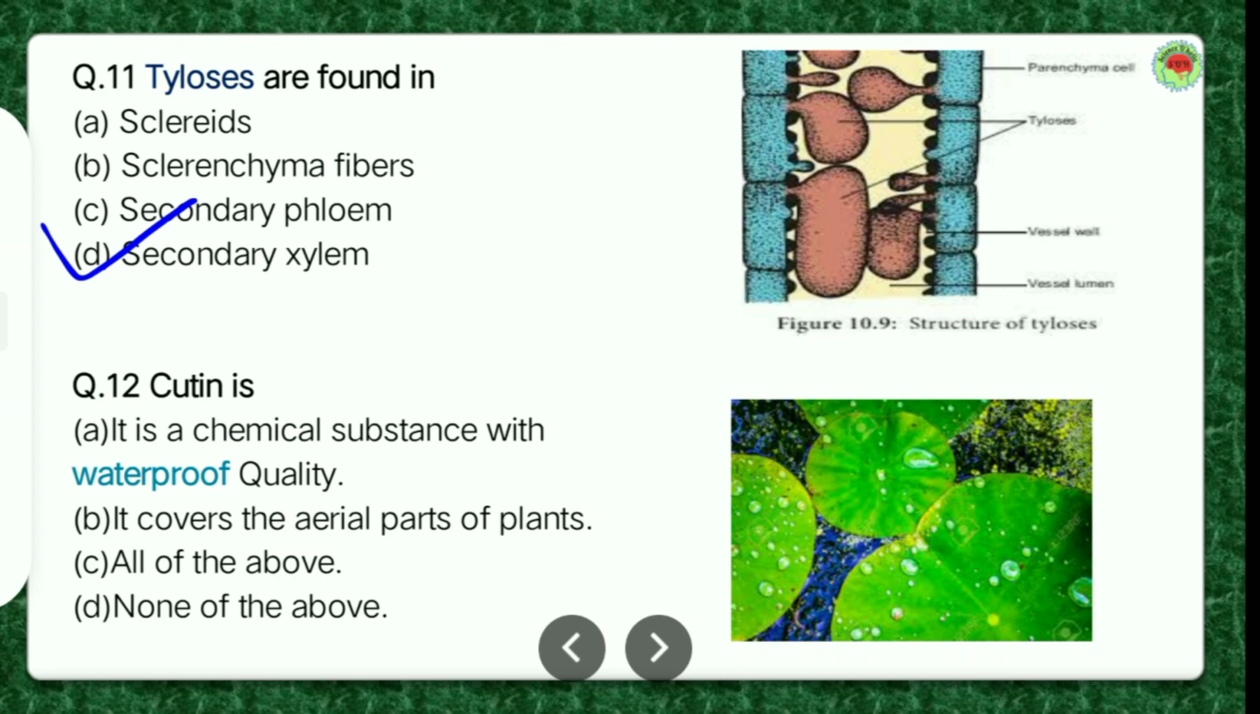Question number 12. Cutin. Now you know that cutin is a chemical present on the surface of the leaf which performs the function of waterproofing. So options are, option A, it is a chemical substance with waterproof quality. B, it covers the aerial parts of the plant. C, all of the above. D, none of the above. As we have just discussed, it has waterproof quality and it covers the aerial parts. So option C is the correct answer.